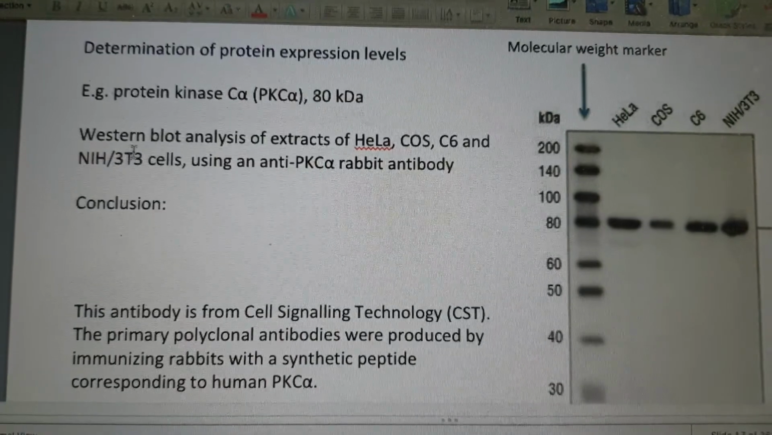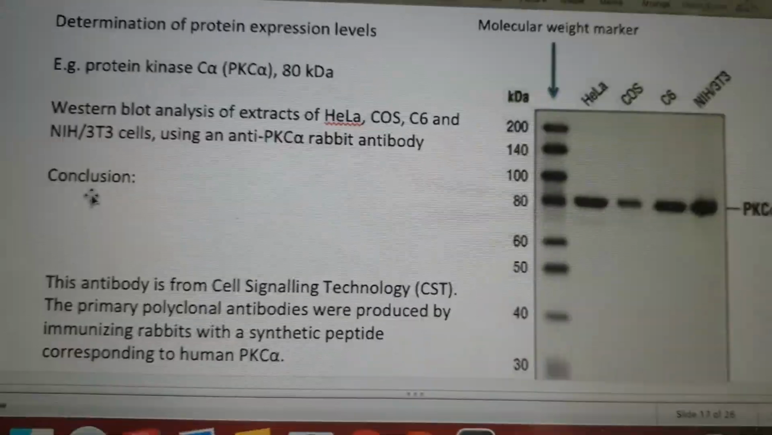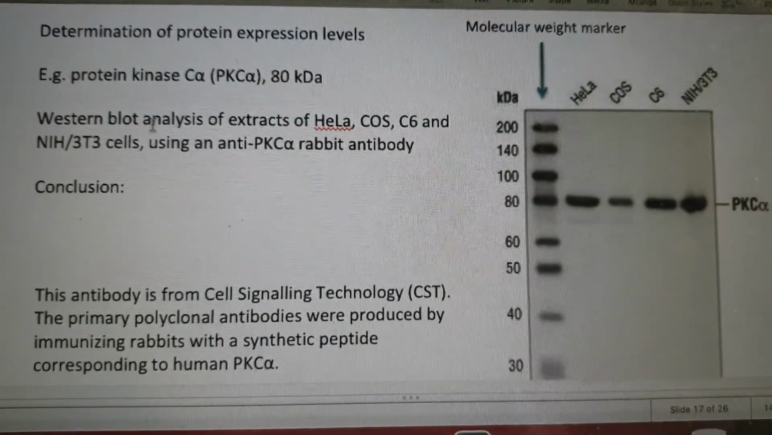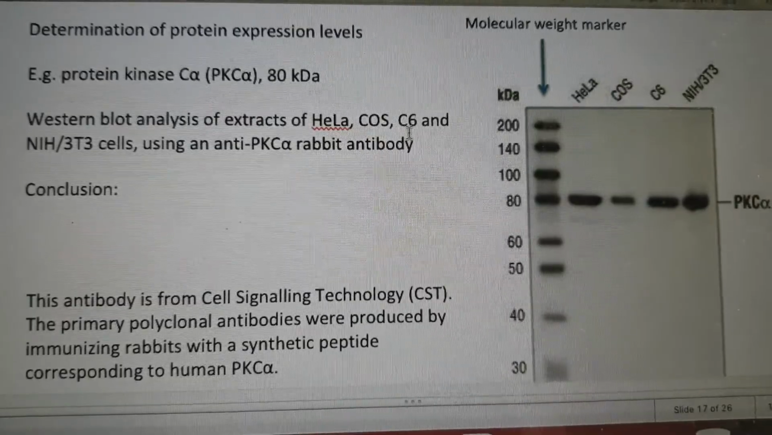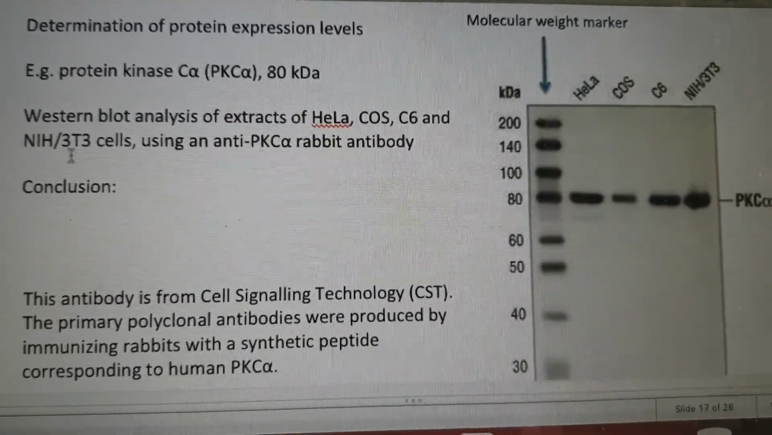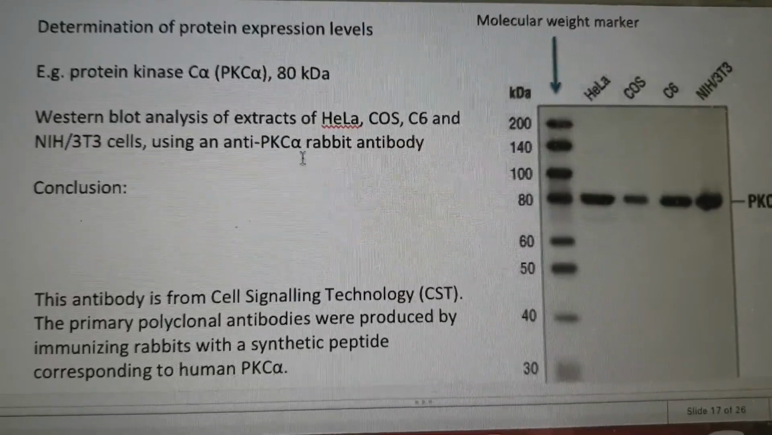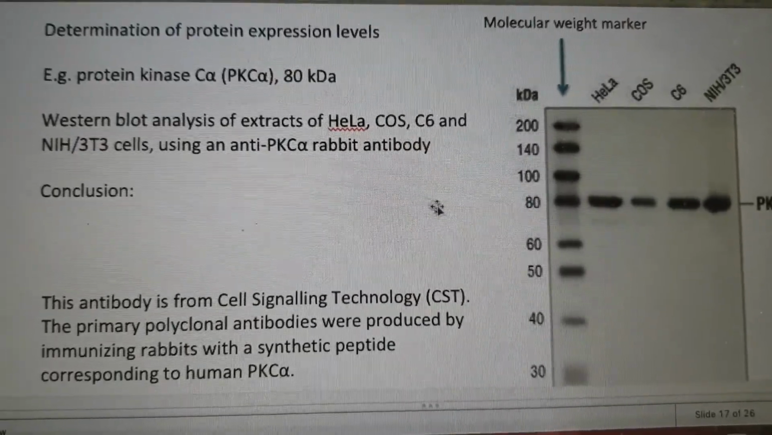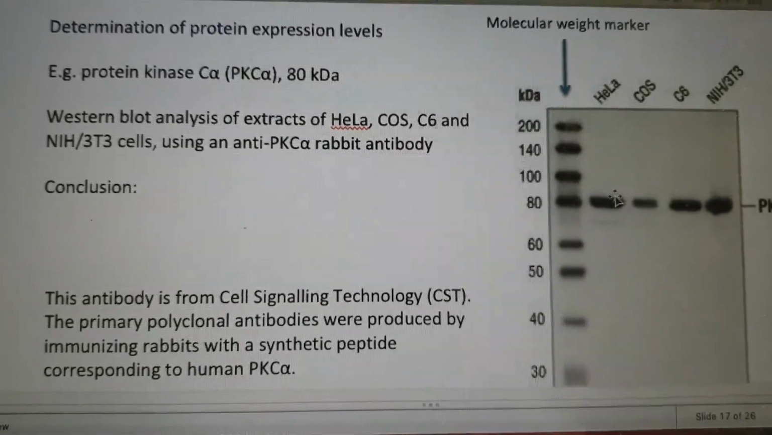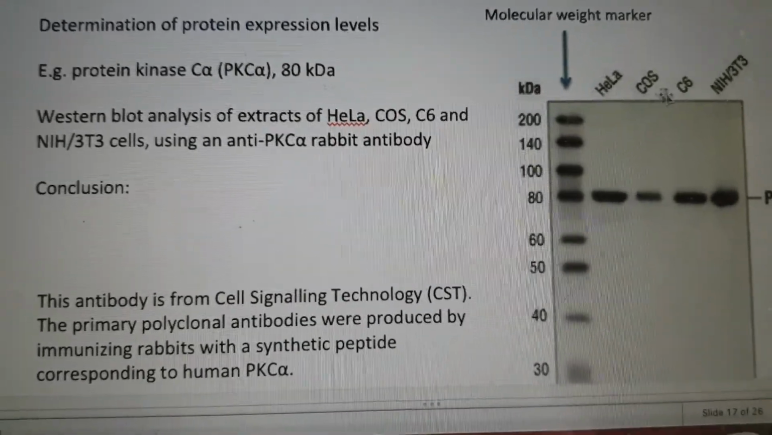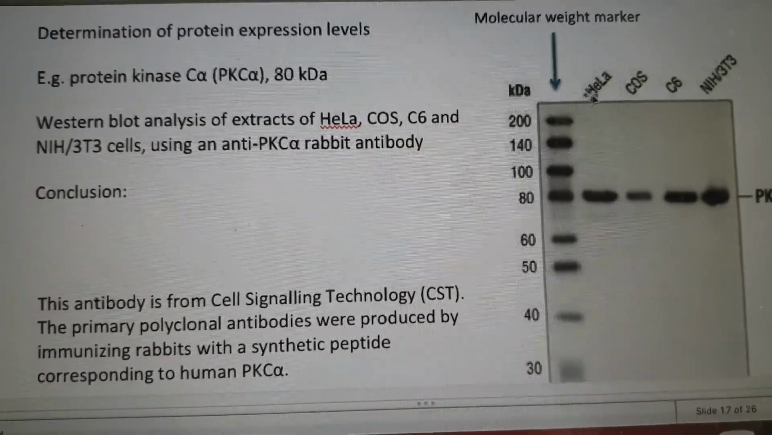The question is asking us to make a conclusion. We can see Western blot analysis of extracts of HeLa, COS, C6, and NIH3T3 cells using an anti-PKC rabbit antibody are used to yield this plot here. So what does this mean? Well, these are our 4 cell lines. These are just different cell lines.